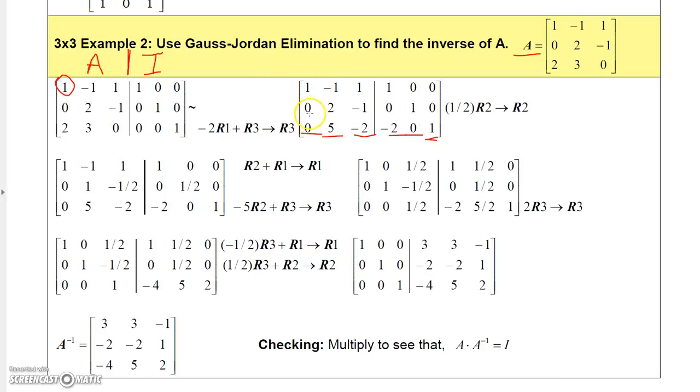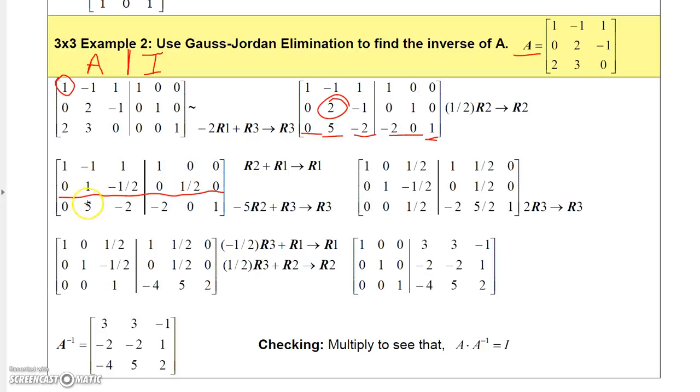Okay, so now let's see where we're at. I've got to drop down to the next row, and I need my leading coefficient here to be a 1. So I'm just going to multiply this row by 1/2. So if I multiply everything in here by half, that would be a 0, 1, negative 1/2, 0, 1/2, 0. So there's my new row.